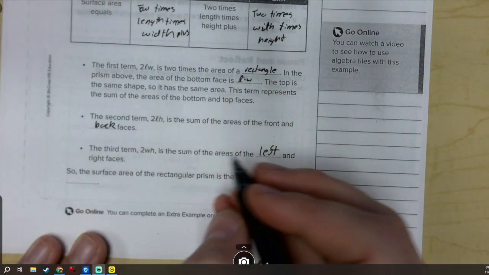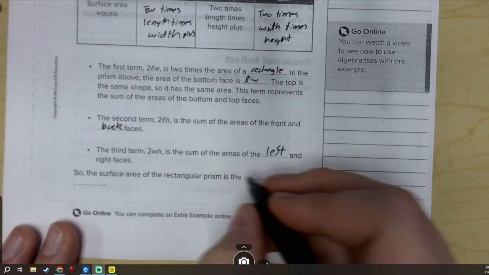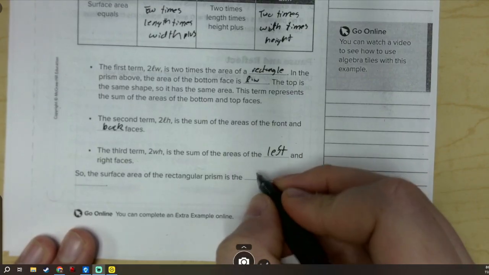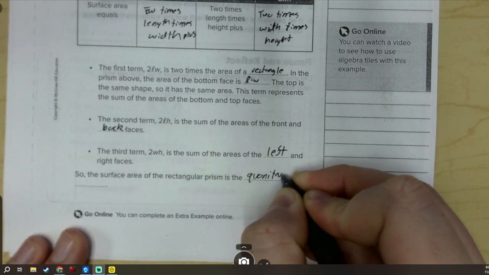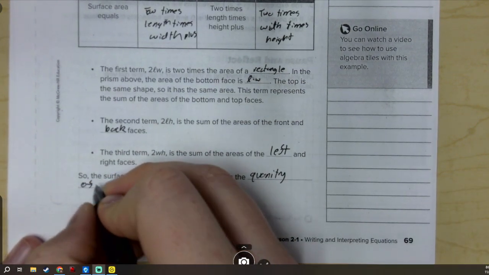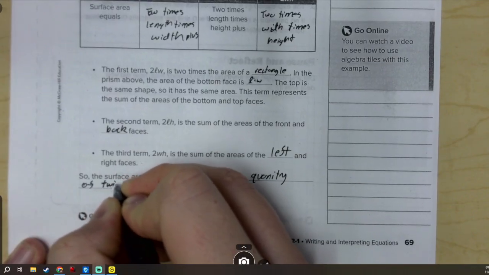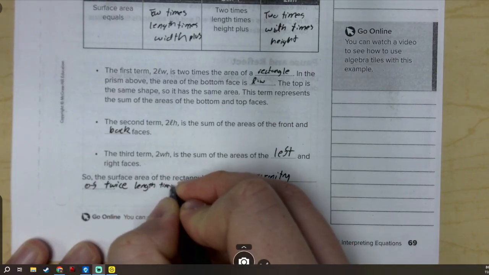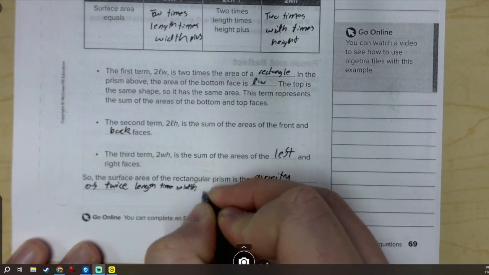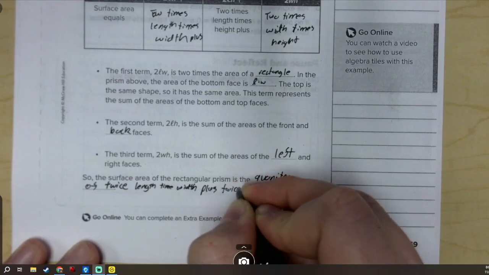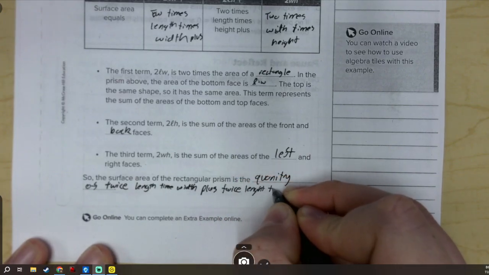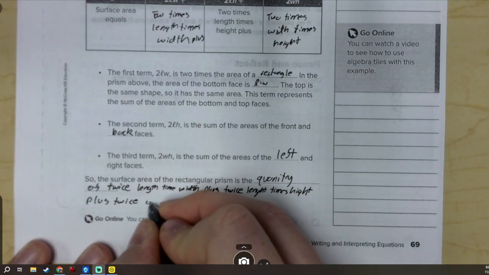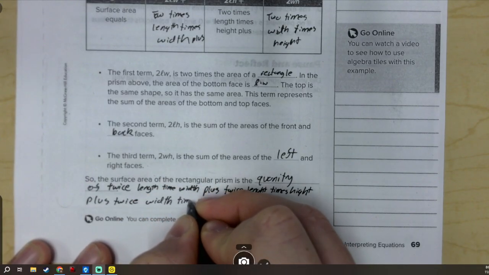So it wants us to write it out now. Is the quantity of twice length times width plus twice length times height plus twice width times height.